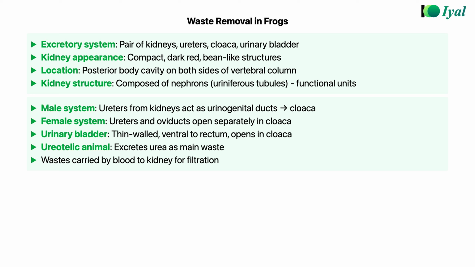Frogs are what we call ureotelic animals. They excrete urea as their main nitrogenous waste. The blood carries these waste products to the kidneys, where they get filtered out and excreted.